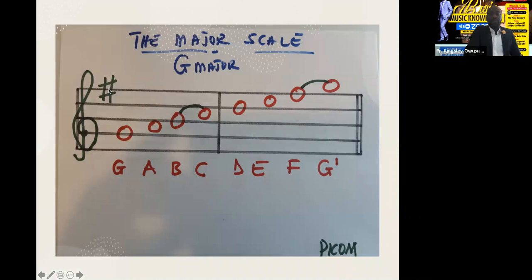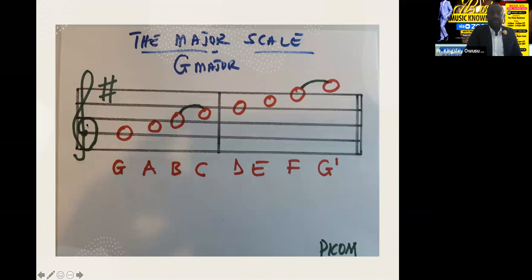On the treble staff, you have one sharp placed on the fifth line, which is called F. The tonic, the home key, starts from the second line, which is called G. That is why this symbol is called the G clef. It is also called the treble clef.